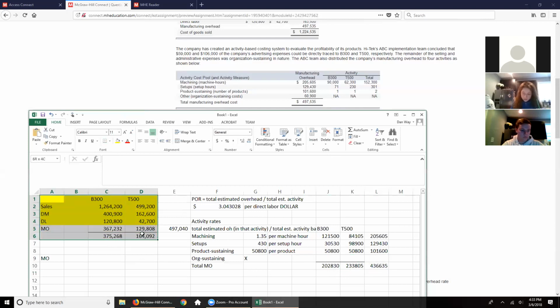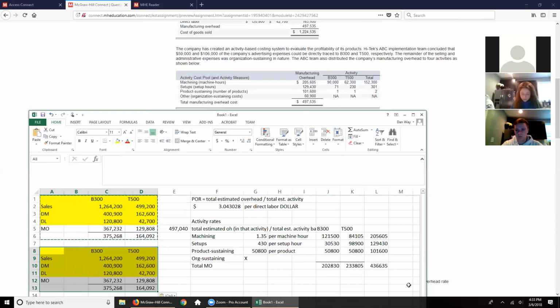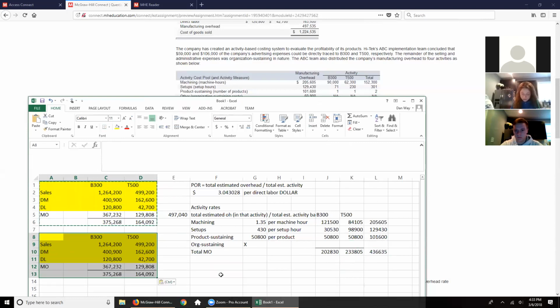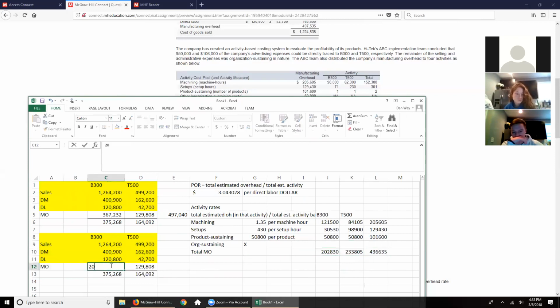So I'll copy this down just to finish out the idea of the product margin. So again, sales, direct materials, direct labor, that hasn't changed. Now we're saying instead of this overhead here, the B and the T at 367 and 129, we're going to use the 202,830 for the B and the 233,805 for the T.